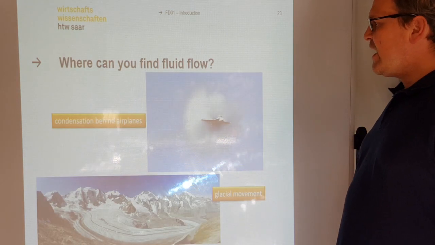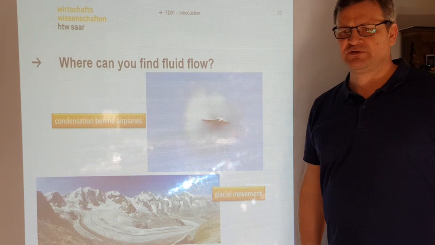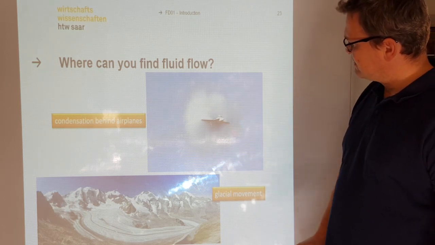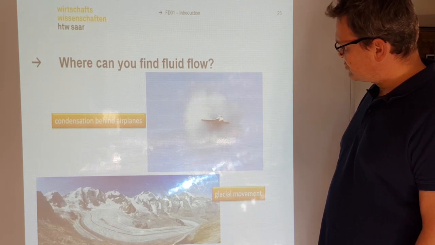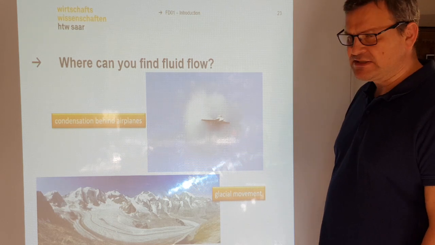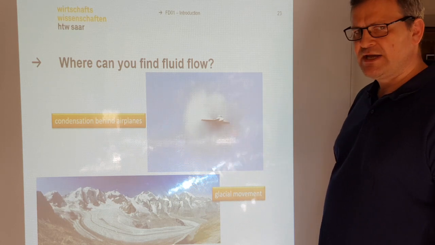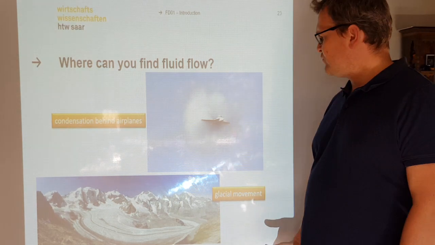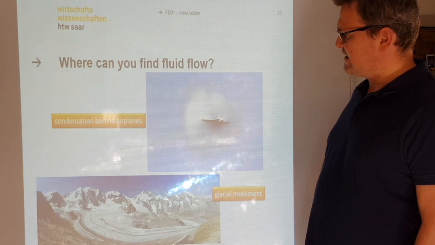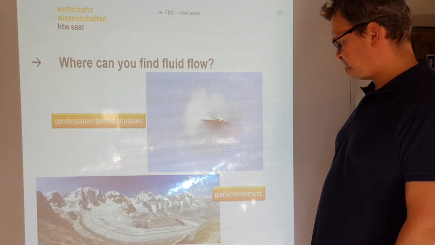So, where else can we find fluid flow? How can we see fluid flow problems? Here's a picture, and this picture is really special. It shows a supersonic airplane, a jet, and when the jet reaches a really high velocity, we get condensation of moisture inside the air because of the low pressures above the wings.